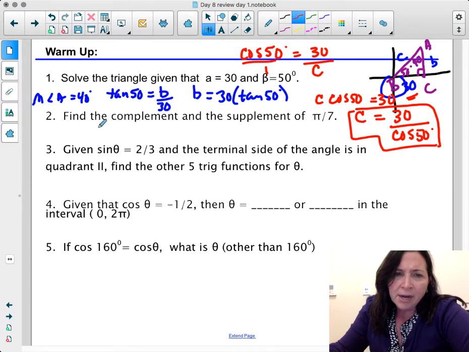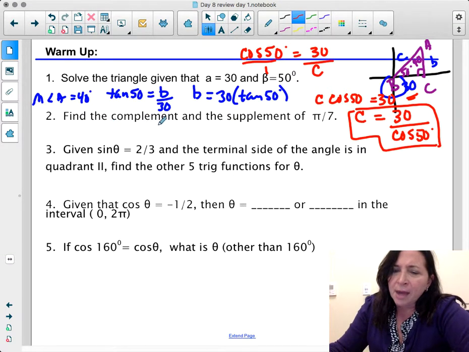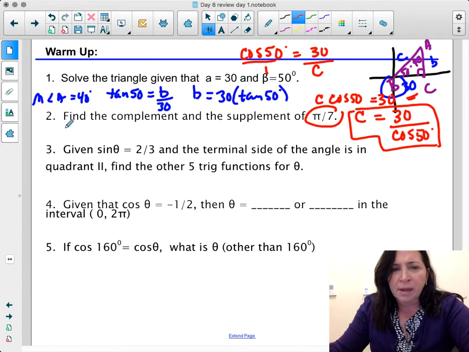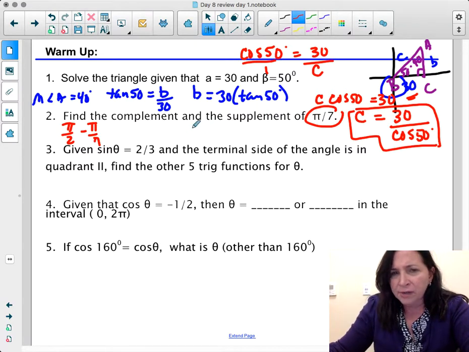Now this problem right here is asking me to find the complement and the supplement. So the complementary angles add up to be 90 degrees. If I'm in radians, right, then complements add up to be pi over 2. So the complement is going to be pi over 2 minus pi over 7, okay? And the supplement, which is 180 degrees, is pi. So that's going to be pi minus pi over 7.